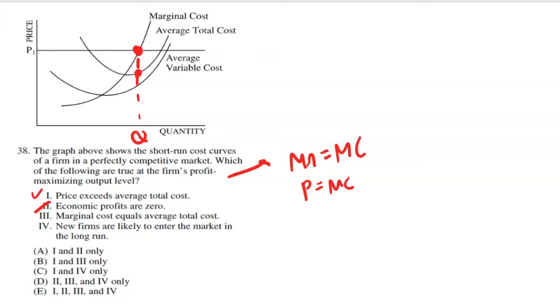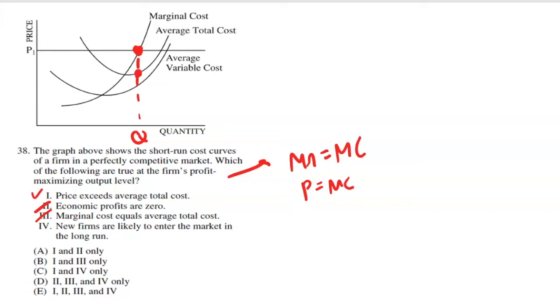3, marginal cost equals average total cost. Well, we disproved that with 1. If our marginal cost is right here at this profit maximizing quantity, our average total cost is beneath it, so it can't be equal. So 3 is also incorrect.